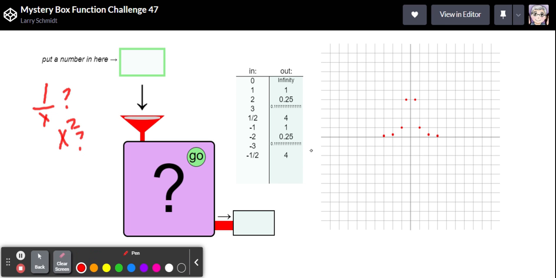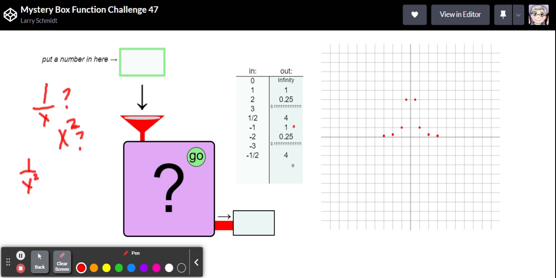Well, let's think about that. At first I thought it was 1 over x. Now I think it's maybe x squared. What if this is 1 over x squared? What would happen? If I put in 0, I'd get 1 over 0. That would be, well, according to this computer, infinity. If I put in a 1, 1 squared is 1, I'd get 1. So that checks out. If I put in -1, -1 squared would be +1, so I'd get 1 here, and that follows too.